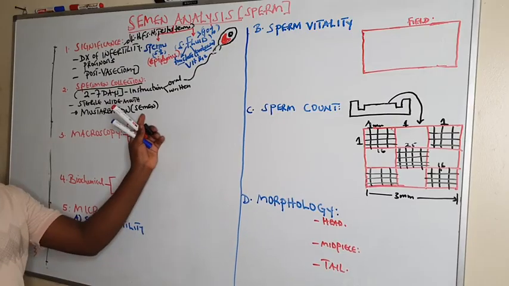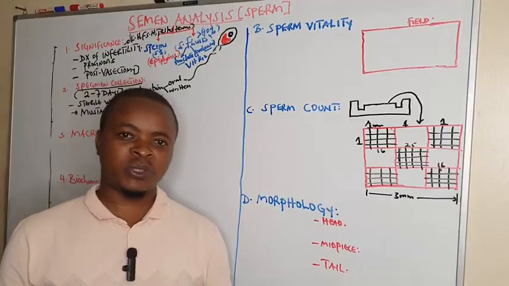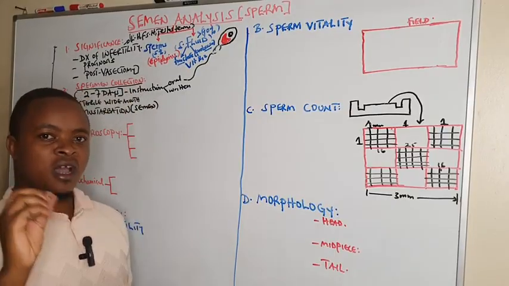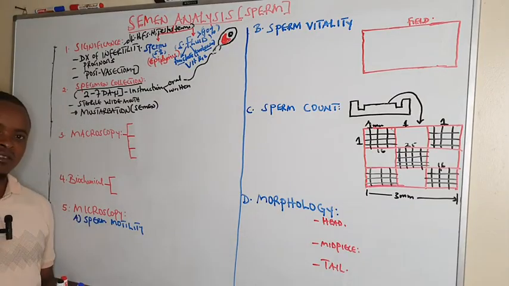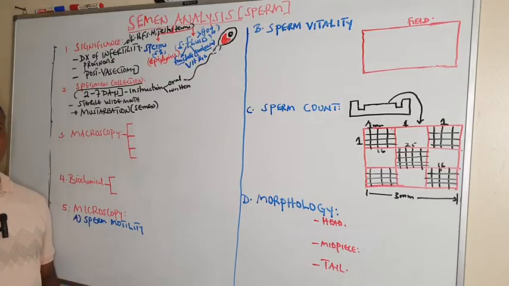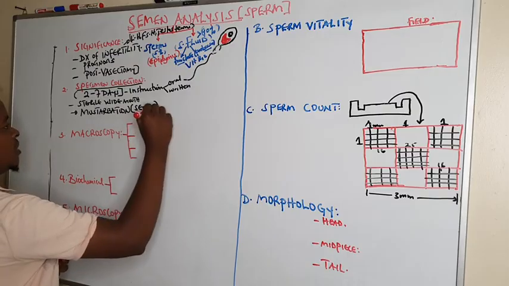Though according to WHO, the sperm collected by masturbation are not as motile compared to those from normal sexual intercourse. But the preferred method remains masturbation.